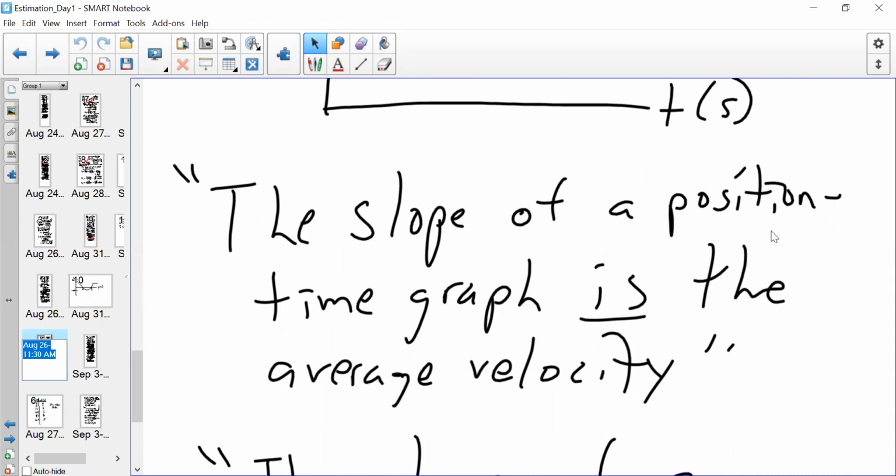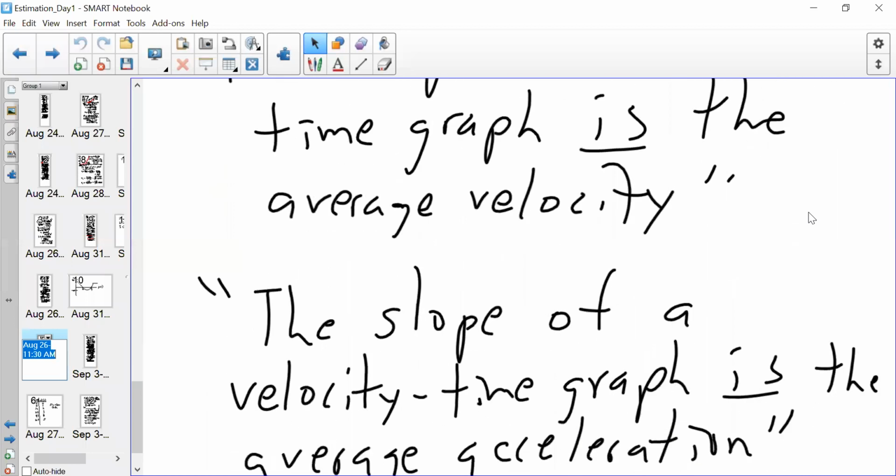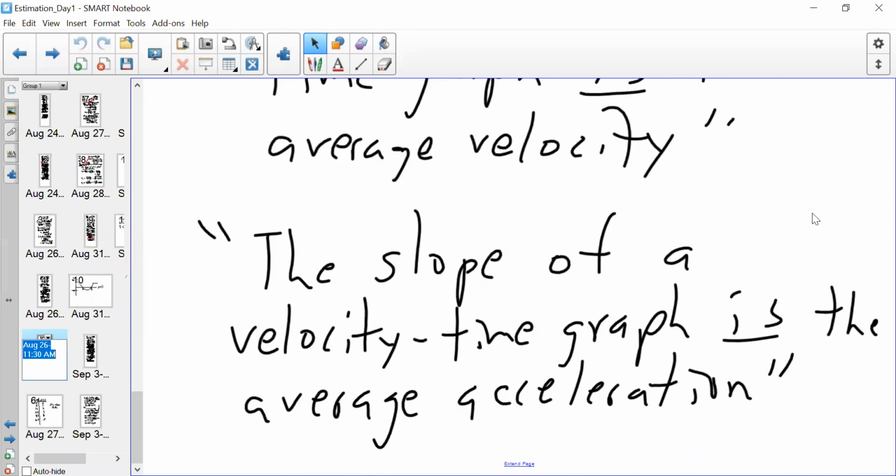So we can see that the slope of a position time graph, once you have your data graphed, and we're going to graph it again, position versus time, anytime we take the slope of that position time graph, we are going to get the velocity. So let's say the slope is 5. We know physically that's going to be 5 meters per second for average velocity. And likewise, when we graph velocity versus time, the slope of that graph will give you the average acceleration.